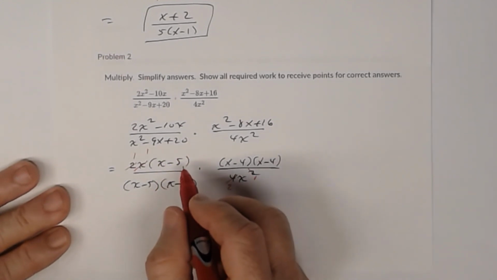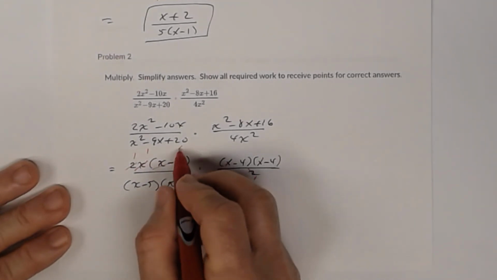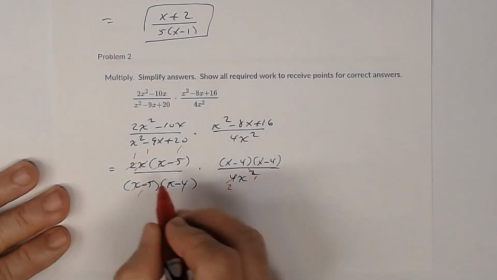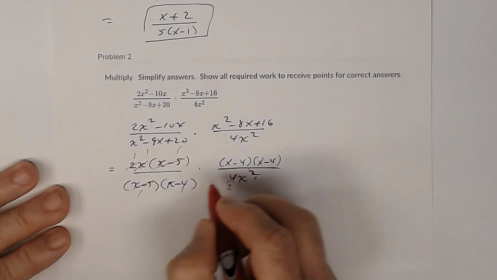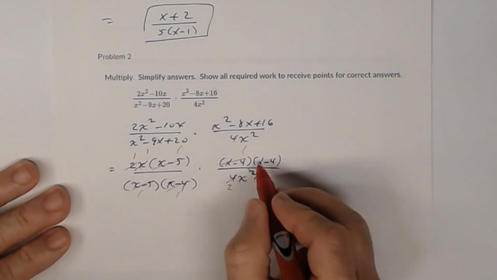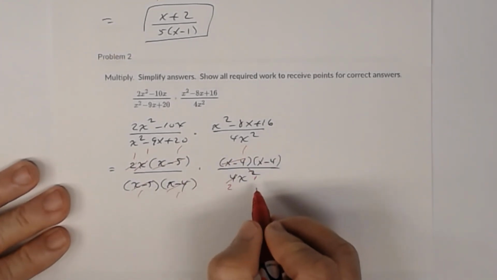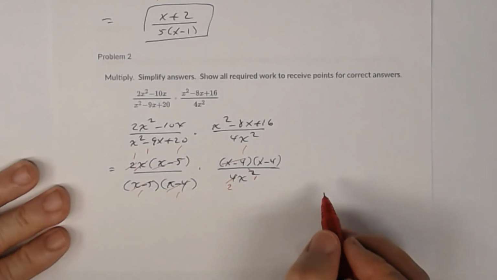The next factor I see is x minus 5. I see 1 here, so I can reduce those. You're left with factors of 1. Again, you must show what you're reducing. The next factor is x minus 4. I see 1 here, so I can reduce those. The next factor is x minus 4. I don't have any other factors of x minus 4 to reduce.